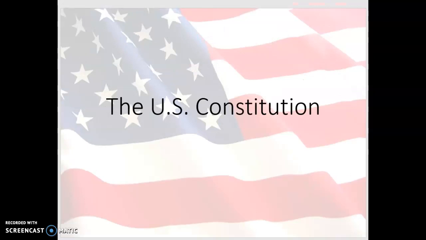So that's it. That is a brief overview of the U.S. Constitution. We'll be looking at this document a few more times throughout the year and comparing it to documents of other countries.